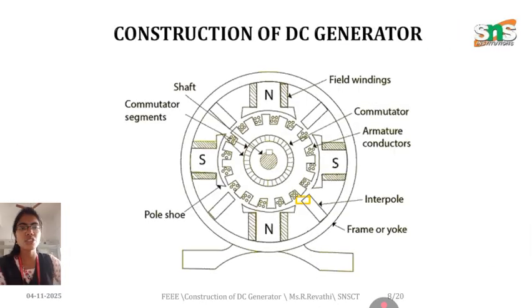So this is the construction of an electrical machine, where poles are present, north and south pole. The poles are supported by the pole shoe. Commutator segments are circularly arranged in a segment. The shaft is present inside the commutator. Interpoles, the frame or yoke is present in the outermost layer, and field winding is wound on the poles.